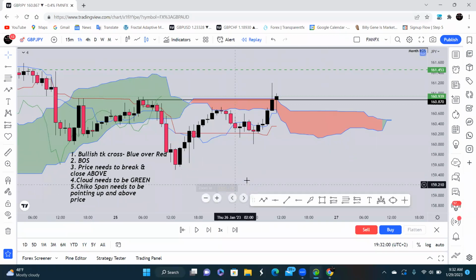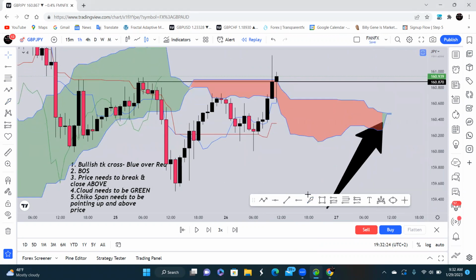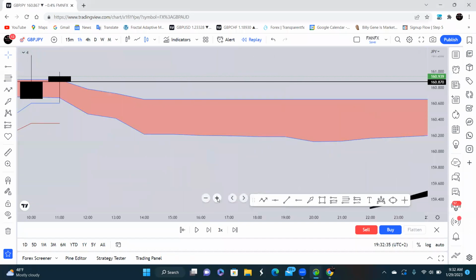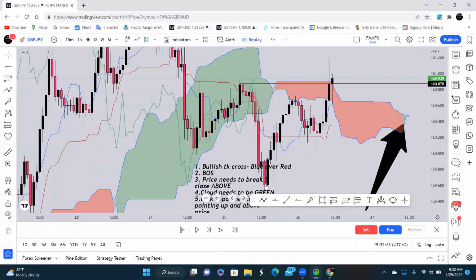So again, let me ask: can we take this buy trade? Let me look at the chat. Fourth confirmation met or not met? The cloud needs to be green. I think the cloud's green. That little speck is how it looks when it first starts out. I know it's tiny, but that's how it looks when we first start out. So the answer is yes.